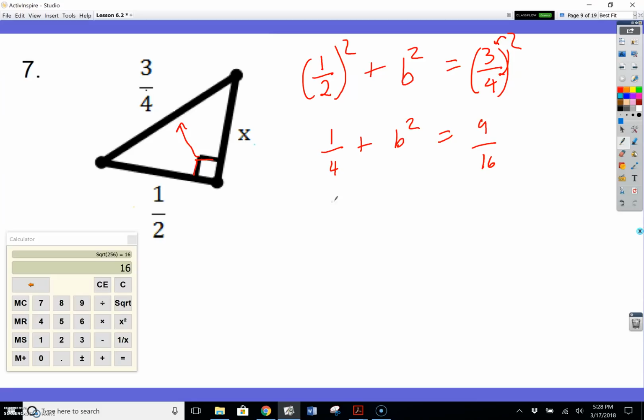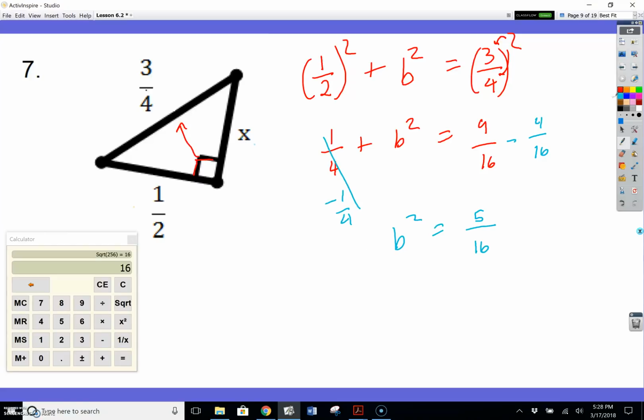I'm now going to minus 1/4 onto both sides. And 1/4 is equivalent to 4 over 16. I'm doing that so I can get a common denominator. So that means I'm going to have b squared is equal to 5 over 16.